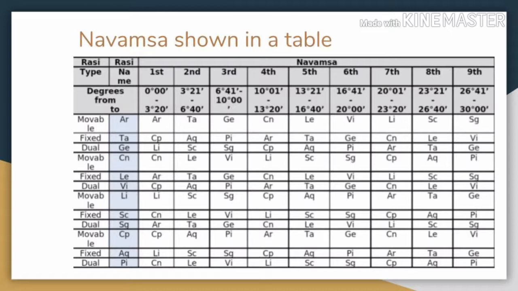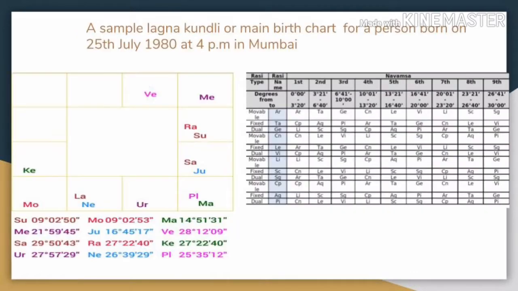Okay, now I will also show you a live example where I will show you a birth chart, and I will derive the corresponding Navamsa Kundali. Now let us look at a sample birth chart. So I have just derived this randomly. This is the birth chart for a person who is born on 25th July 1980 at 4 p.m. in Mumbai.